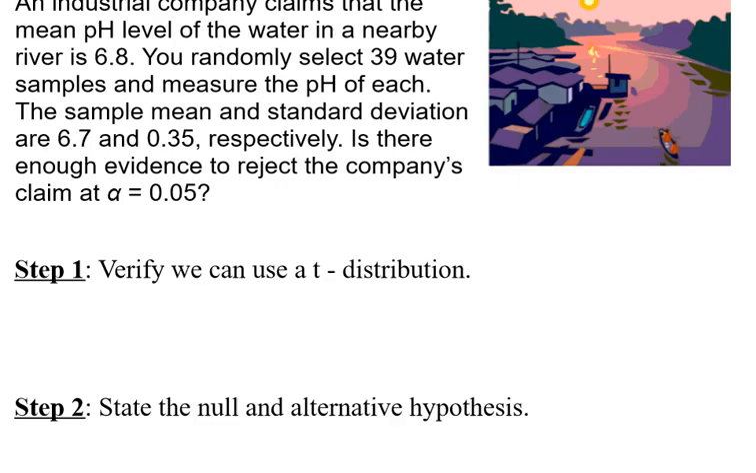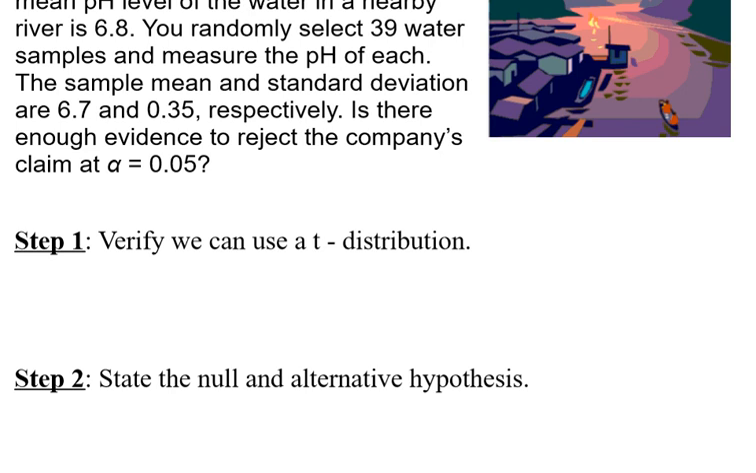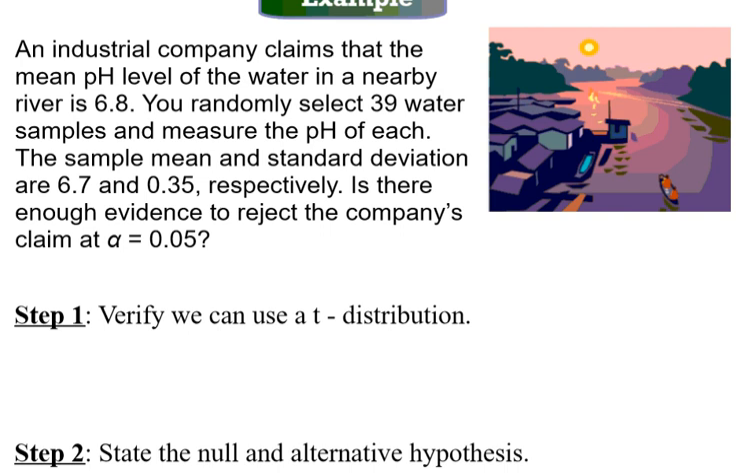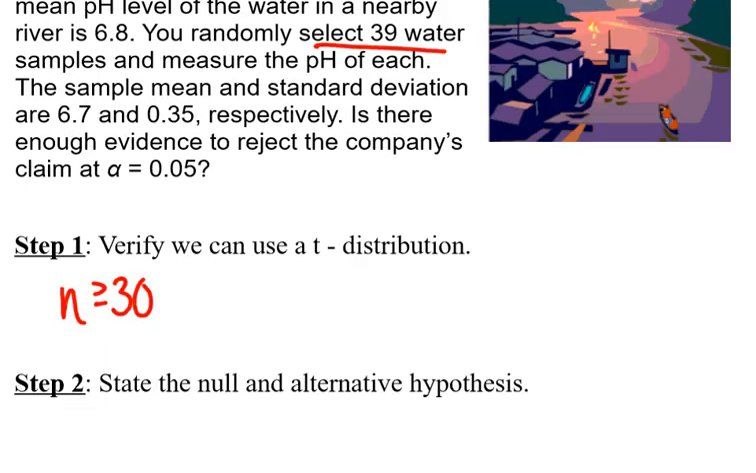So first off, verify that we can use a t-distribution. The number one reason that we can use a t-distribution would be that the population is normally distributed. In this case, we have enough samples. It doesn't state that the population is normally distributed, which is okay, because we have n greater than or equal to 30. If it was less than 30, we would definitely need to have the population be normally distributed.